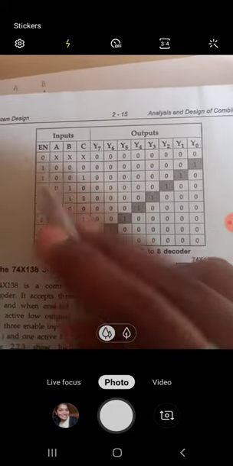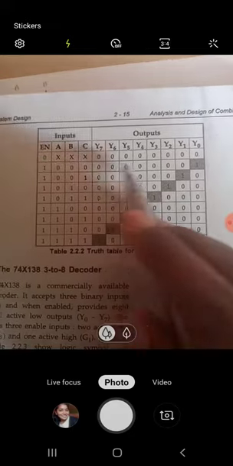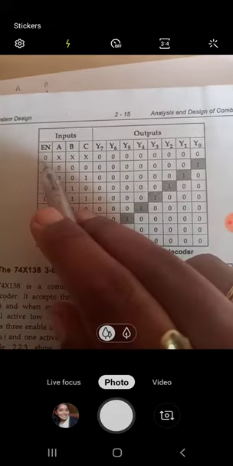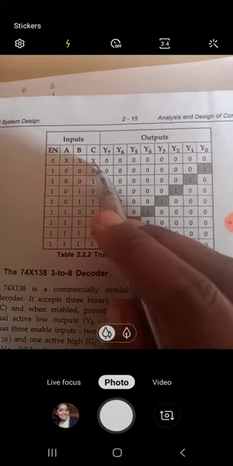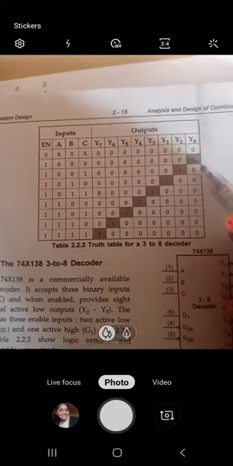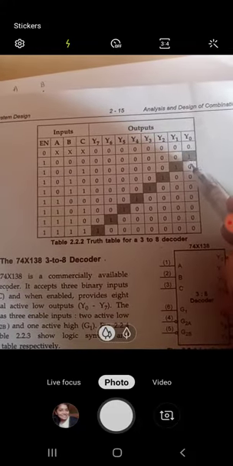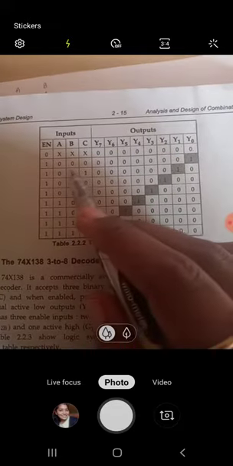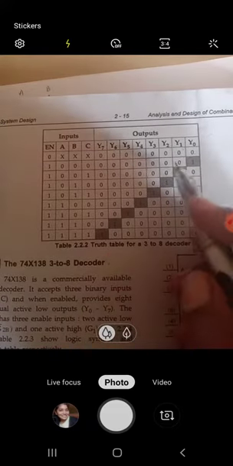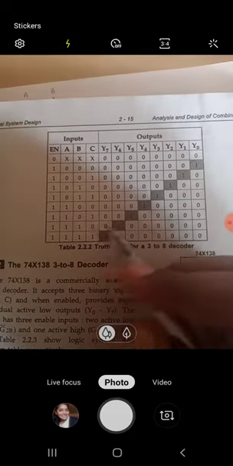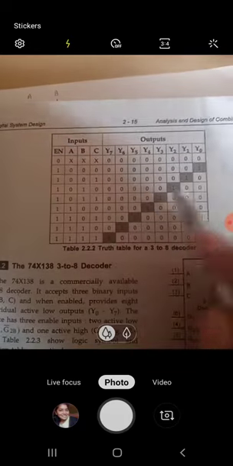This is again the same enable input. When the enable is 0, none of the outputs are high, therefore I have written don't care for all the input variables over here. Y0 is high when A equal to 0, B equal to 0 and C equal to 0. Similarly, Y1 is high at this logic, Y2 is high at this logic, Y3, Y4, Y5, Y6 and Y7. This is nothing but the truth table. At one particular time, only one of the outputs is high.